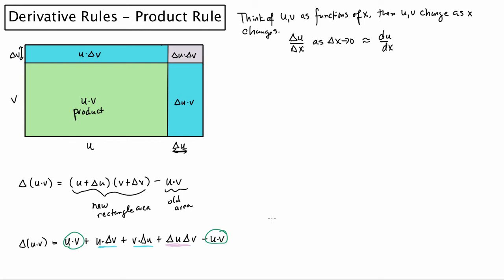So that's the connection that we're going to make here, and the way I want to look at it is I'm just going to take this equation that we have and divide everything by delta x. So the change of UV with respect to x is equal to, so the UV parts have canceled, I'm left with U delta V with respect to x plus V delta U with respect to x plus delta U delta V with respect to x.